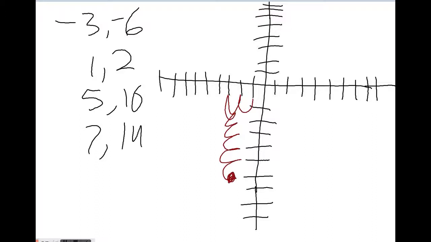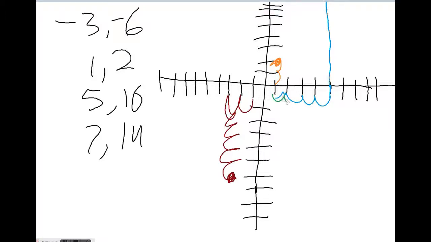Next one is (1, 2). So x is 1, and then we go up 2. So that point will be over there. Next is (5, 10). So x is 5, 1, 2, 3, 4, 5. Then we have to go up 10: 1, 2, 3, 4, 5, 6, 7, 8, 9. Well, we don't have 10, but it's up there.